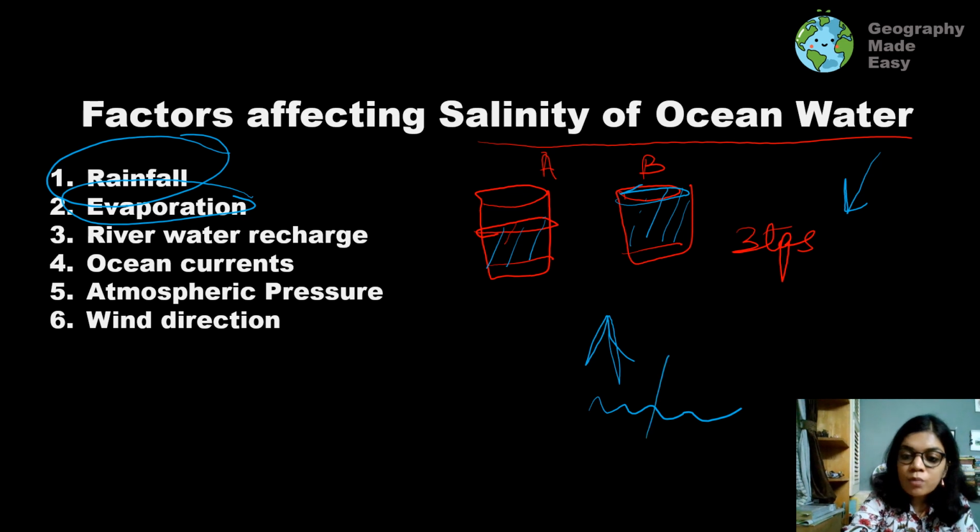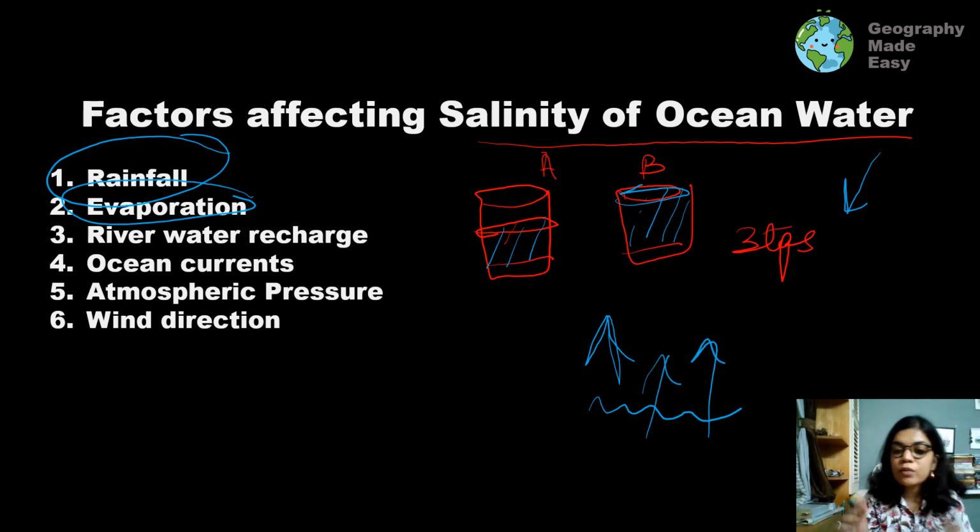Because the water molecules are lost to the atmospheric system, the salt gets left behind. And so this is the reason why we see that in deserts, and in the Dead Sea and the Black Sea, the amount of salinity present is much more.